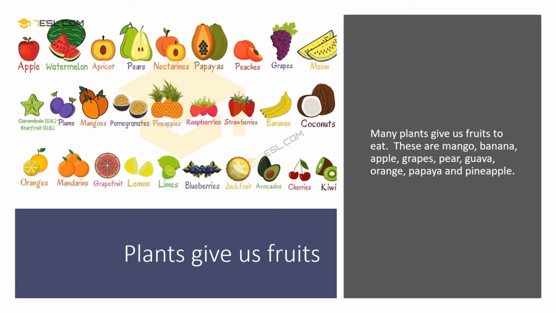Let us read out the spellings. M-A-N-G-O, mango, B-A-N-A-N-A, banana, A-P-P-L-E, apple, G-R-A-P-E-S, grapes, P-E-A-R, pear, G-U-A-V-A, guava, O-R-A-N-G-E, orange, P-A-P-A-Y-A, papaya, P-I-N-E-A-P-P-L-E, pineapple.